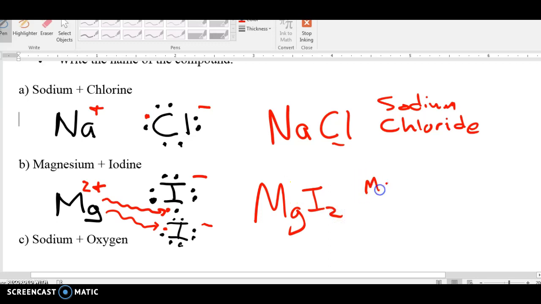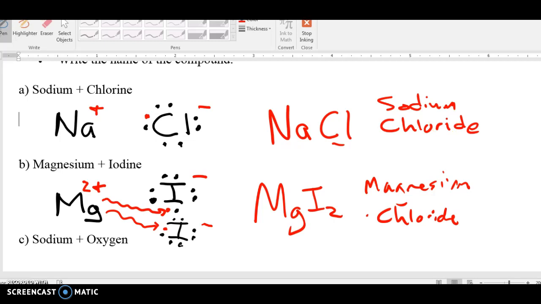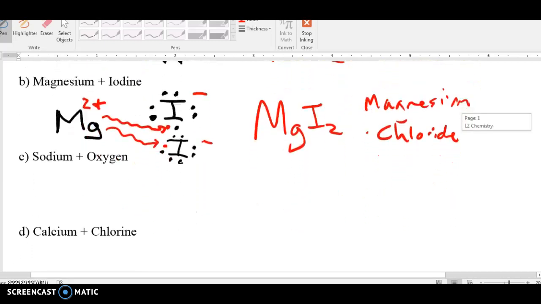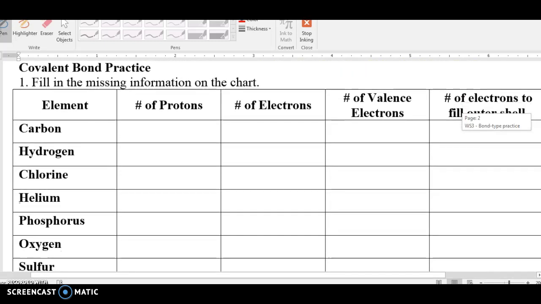And this is called magnesium chloride. All right, let's take a break from this for a second. Let's go to the back page.